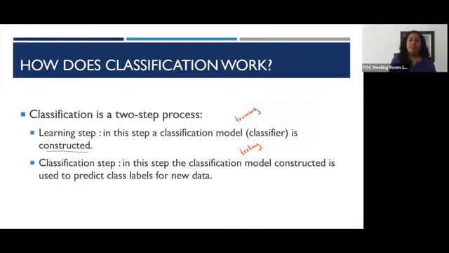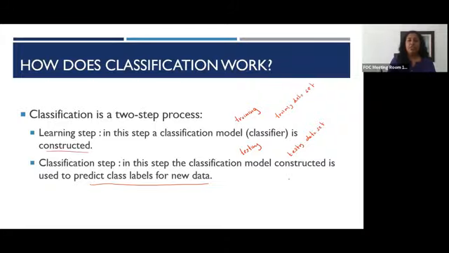In the classification step, the classification model constructed is used to predict the class label for new data. So here you have a training data set, which you are going to use for developing the model. Then you might have a testing data set. That is the data which you are going to test the model with, right?